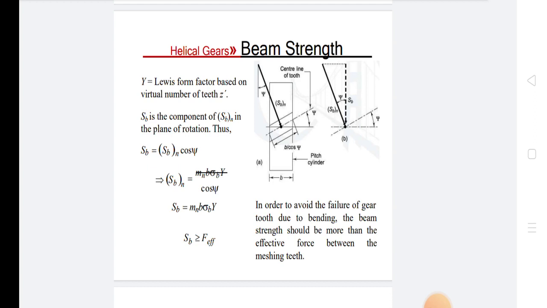So, SB should be greater than F effective. In order to avoid the failure of gear tooth due to bending, the beam strength should be more than the effective force between the meshing teeth. The standard values of Lewis form factor based on virtual number of teeth for various tooth systems are given in the table.